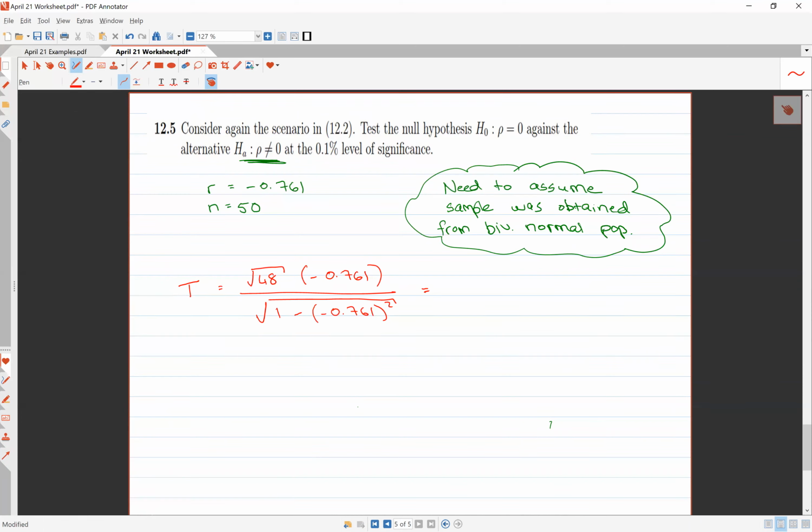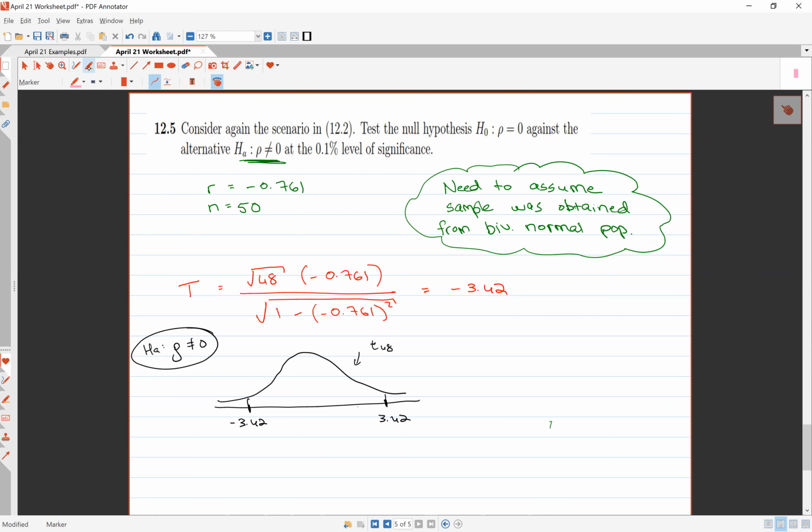So in this case, we have a value of negative 3.42. So our p-value in this instance, because our alternative is two-sided, we need to consider both sides or both tails of our t-curve. We're using a t-distribution with 48 degrees of freedom. And our p-value corresponds to the area in both tails now.